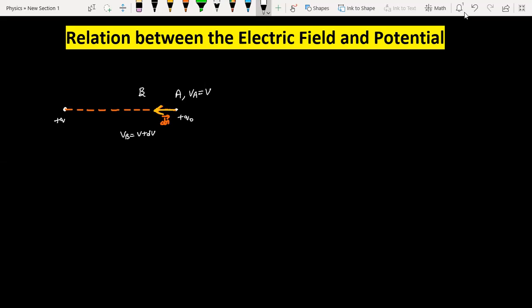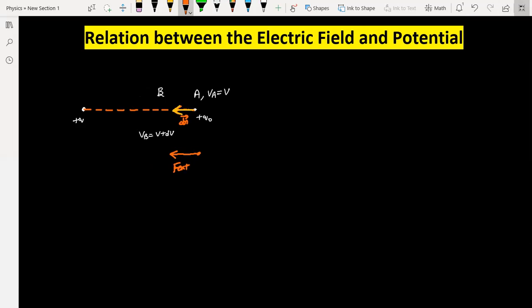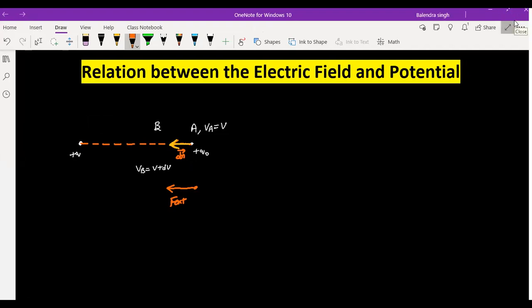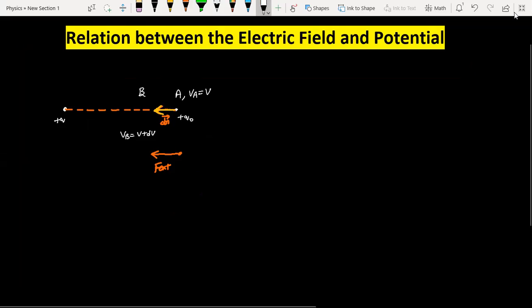The external force which we apply to move this test charge from point A to point B is in this direction. How much is this external force? This external force has the same magnitude as the electric force, which is determined by the electric field at this point A.